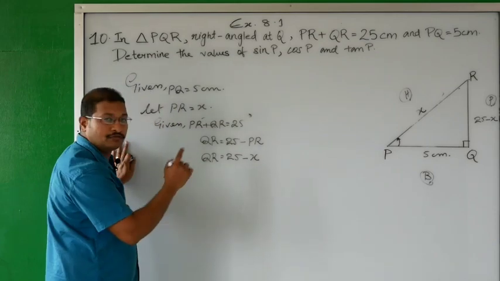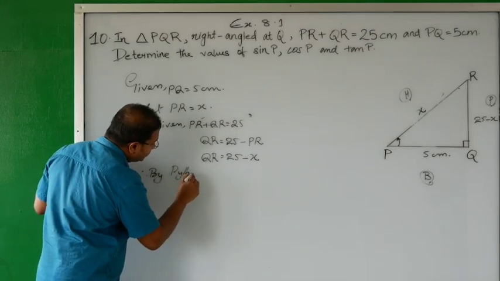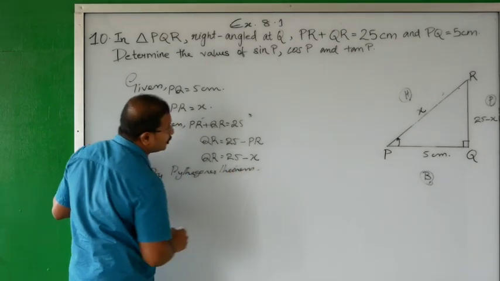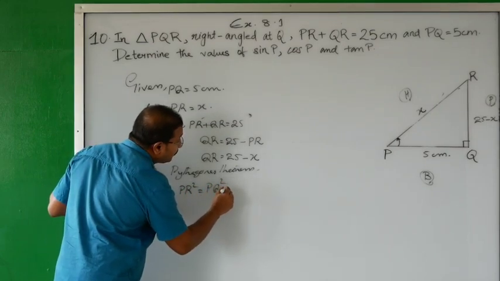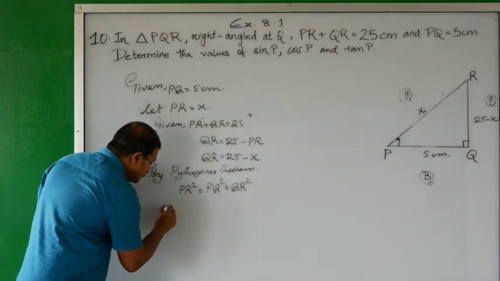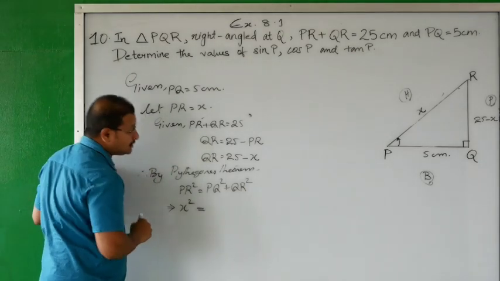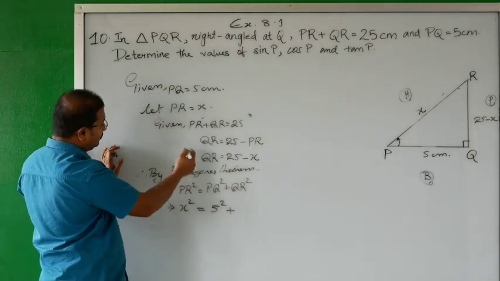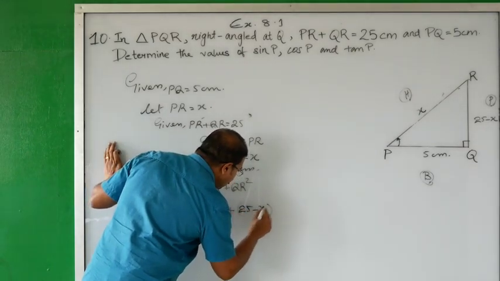Now, let's use Pythagoras theorem. Therefore, by Pythagoras theorem, the longer side, PR square equals PQ square plus QR square. Implies the value of PR we took as X, that means X square equals PQ 5 square plus QR, which we took as 25 minus X, the whole square.